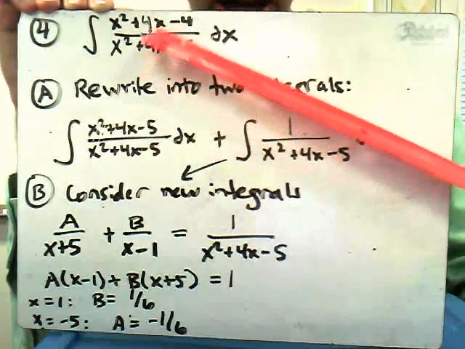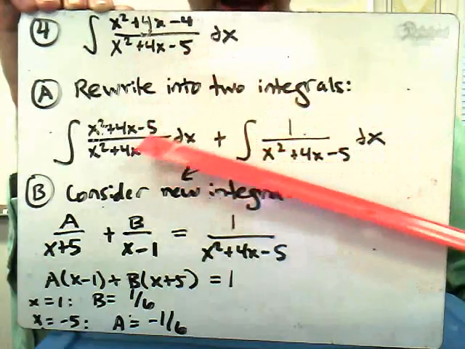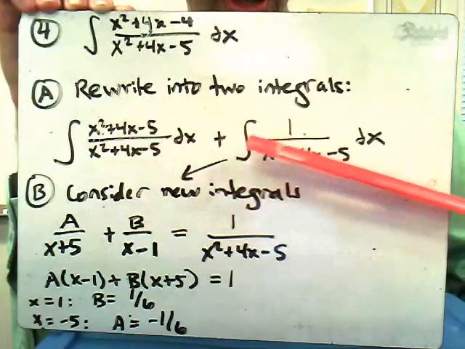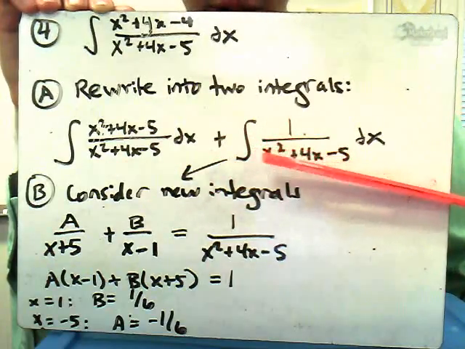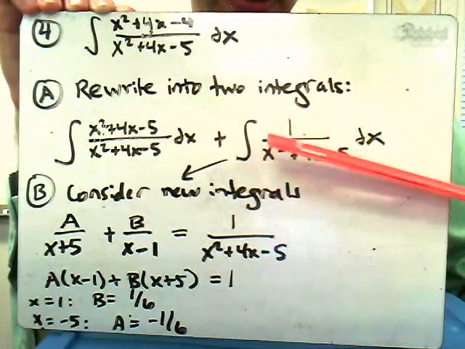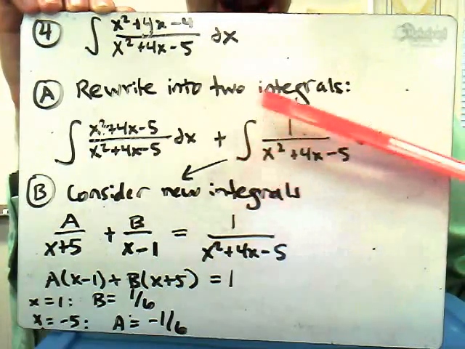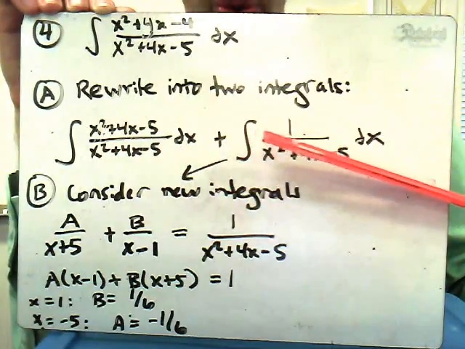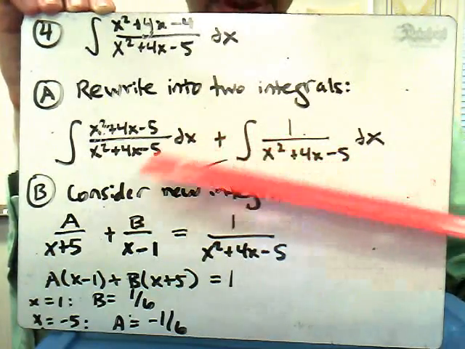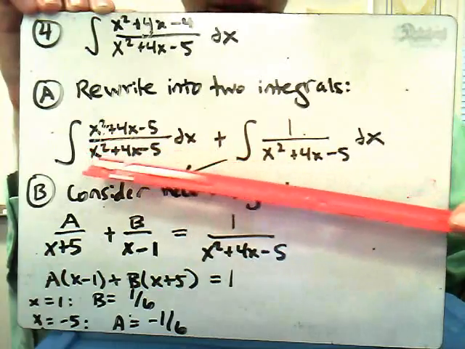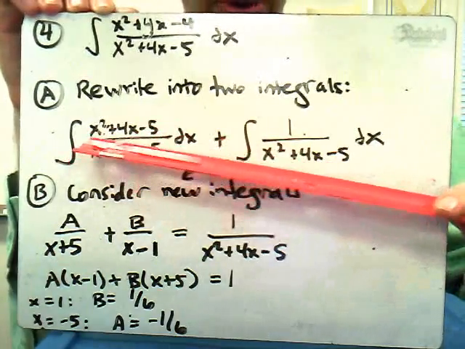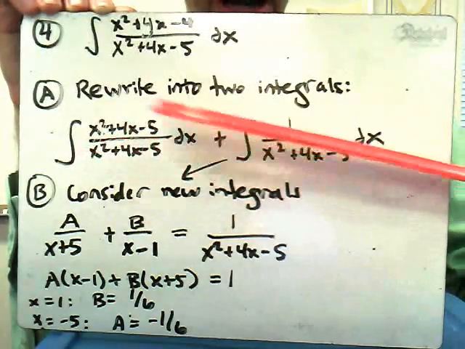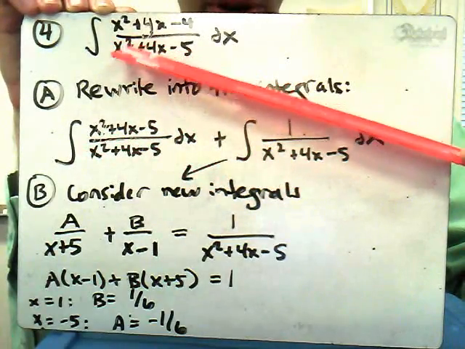Notice that this integral is x squared plus 4x minus 4, which is almost the same as what we have in the numerator up here, except we're off by a factor of 1, by plus 1. So what we're going to do to compensate for that is write the second integral as 1 over x squared plus 4x minus 5 dx. Notice how the denominators are the same, so if we were to combine these two fractions, we would just need to add the numerators, and we get back to where we started from.